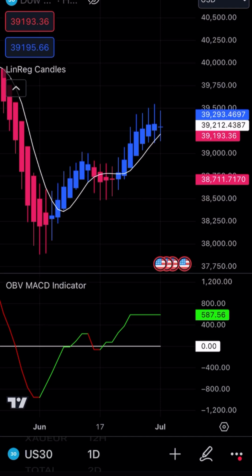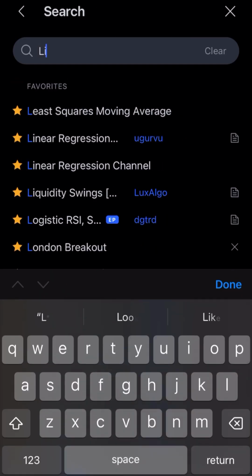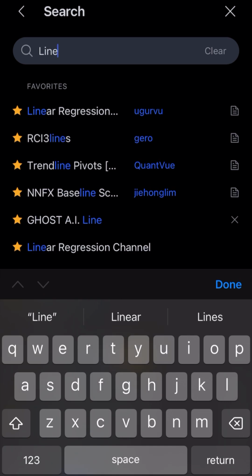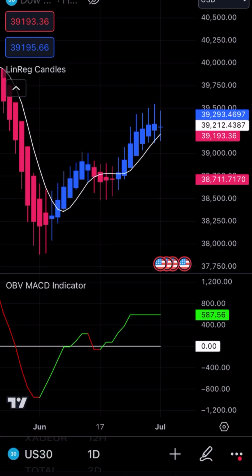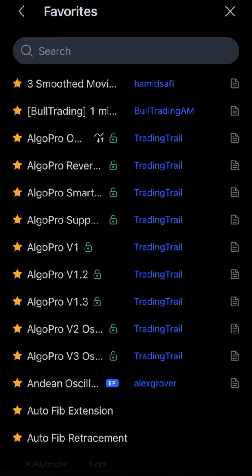Okay, so to set it up, it's just a simple setup here. First, you're going to need the linear regression candles. So you go to linear regression candles, and basically you just set it up with your signal line, your plot line, and you're going to have to hide the regular candles, and that sets that up.